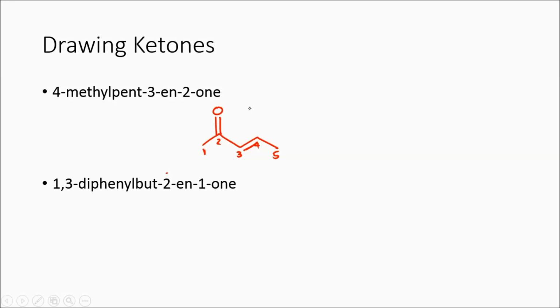Now let's look at this last one. I have a butene, so 4. 1, 2, 3, 4. Now this is an odd one. So I have a double bond at the 2 position, and then I have a one here. And then I have a phenyl group, so an aromatic ring, in the 1 and 3 positions. And that is the structure of 1,3-diphenyl butene 1-one.